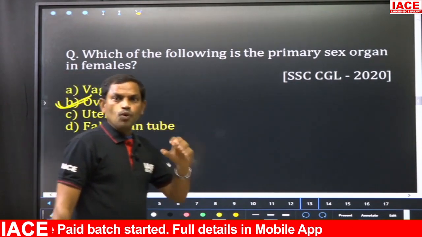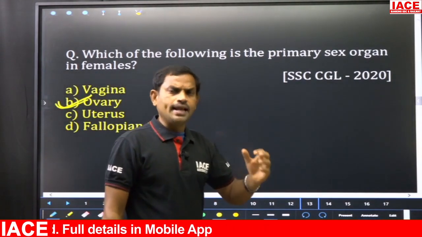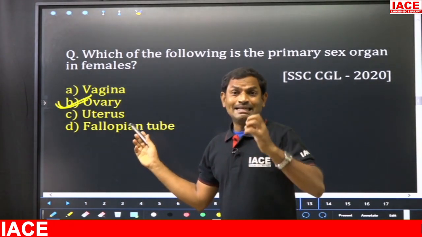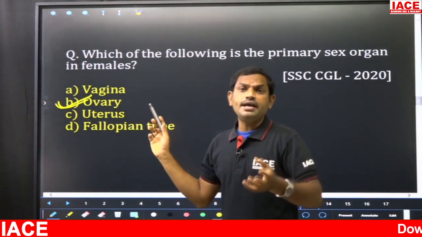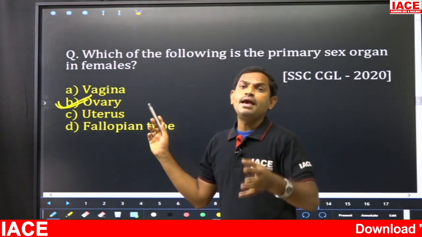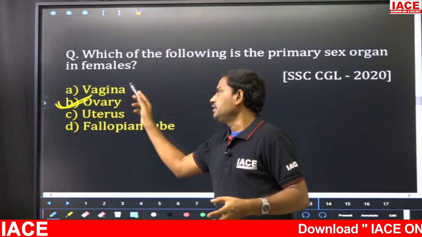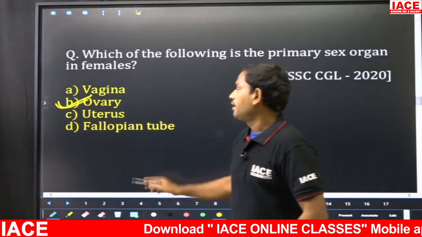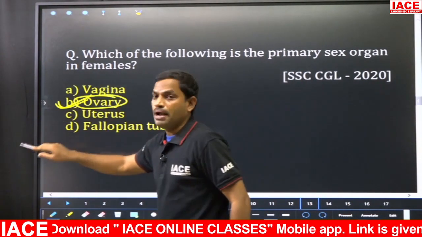Clear? So these ovaries are present by birth. Even the vagina and uterus are there, almost all parts. But the majority of the drastic changes can be seen when the female attains maturity in these three parts: vagina, uterus and fallopian tube. That's what we have to remember here. Now the answer is option B, which is a primary sex organ.